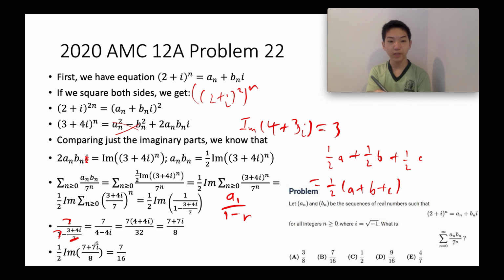Well, 1/2 the imaginary part of this. First of all, the imaginary part of this is 7 over 8. Remember, we don't include the i when we talk about the imaginary part of something. And then 1/2 of that is equal to 7/16, which is B.